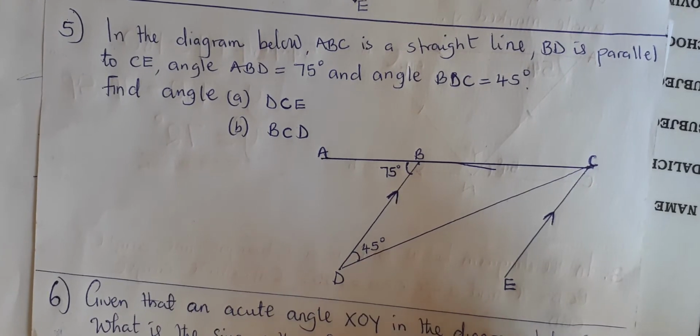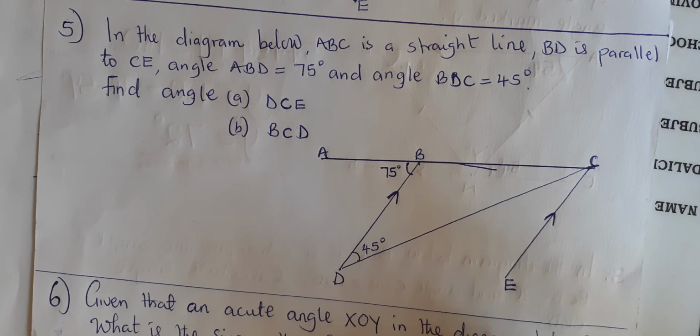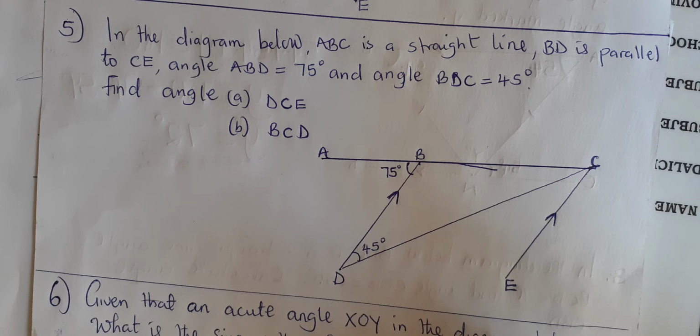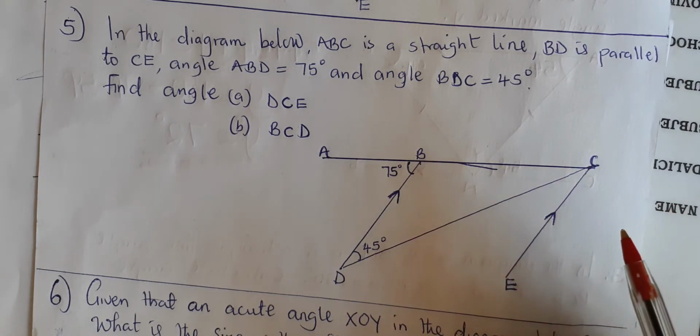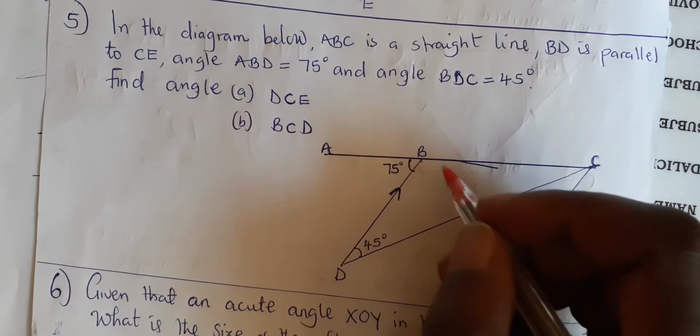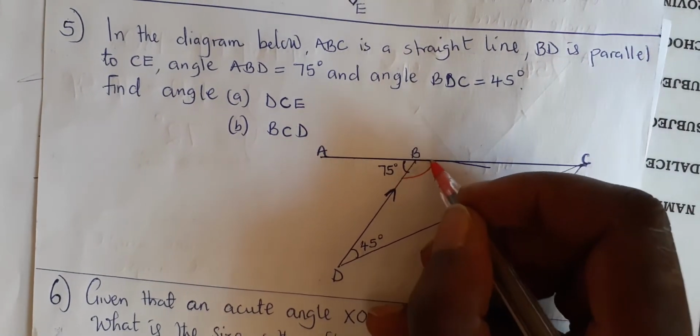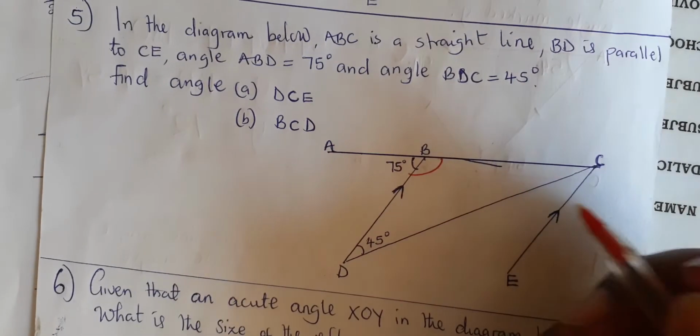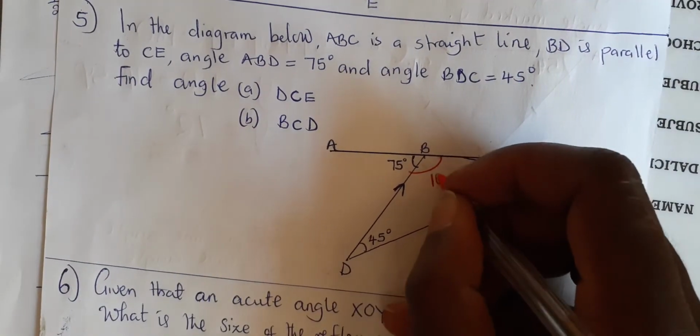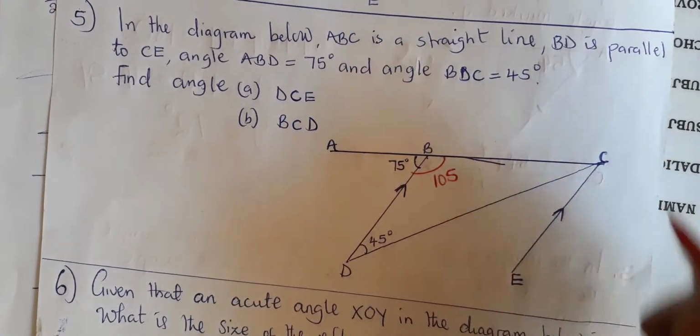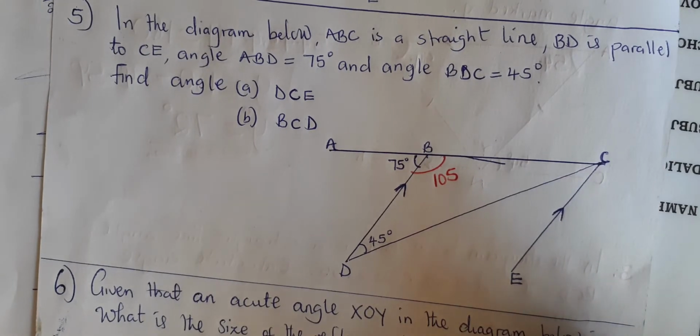Like I've told you now, here we are dealing with parallel lines. We also look at the issue of triangles. That is very, very important. So we are combining all those concepts that we have dealt with. For instance, we can first say, what is this angle here? These two angles are angles on a straight line. So this one is 105. You need to know that. Please pay particular attention.